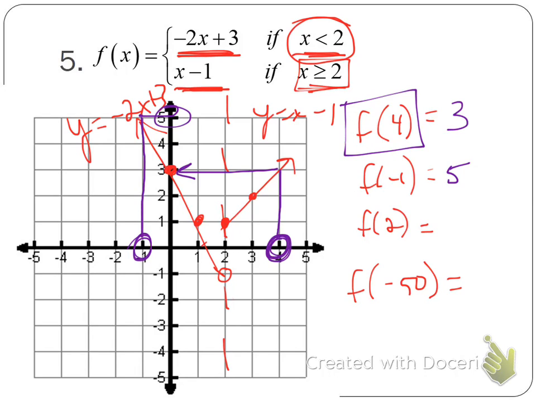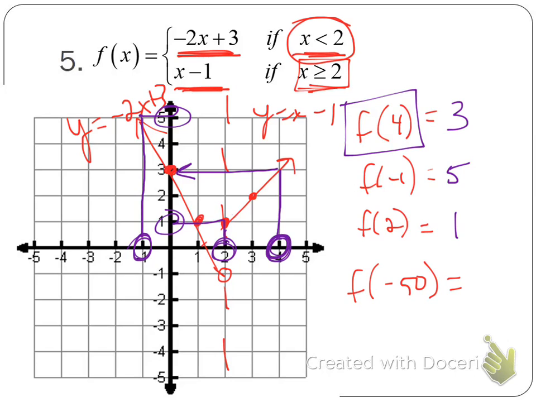F of 2 means I go to 2 on the x-axis, and now which way do I need to go to get to the graph? I can go up or I can go down. But remember, we talked about how an open circle means we do not include 2 as part of the domain for that part of the graph. A closed circle says that we do include 2 as the domain for that part of the graph. What that means for us in evaluating the function is that we need to move up to the closed circle. We always want to move to the closed circle and look over to the y-axis and find that f of 2 is 1.